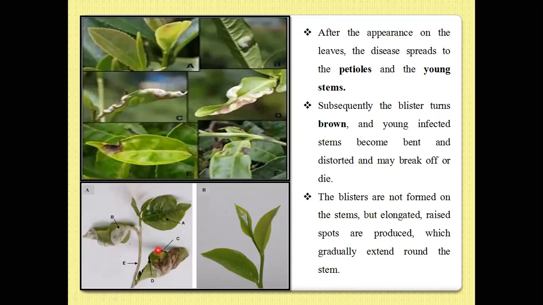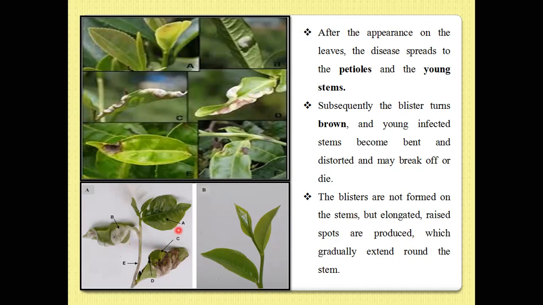The younger infected stem becomes bent and distorted, or sometimes this younger stem may break off and finally bend. Because this portion is already attacked by the fungus, it is totally distorted, and the upper parts of this younger stem bend toward the soil line.